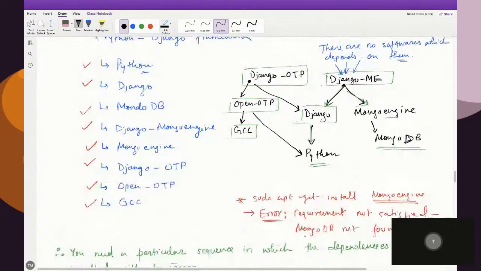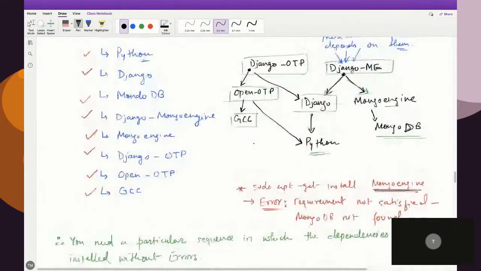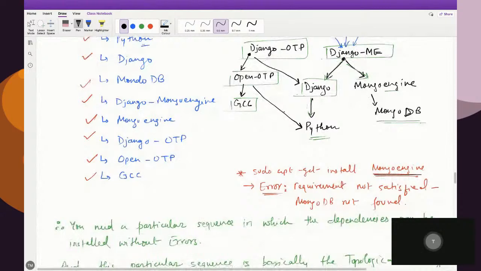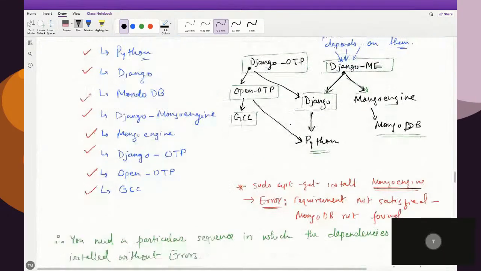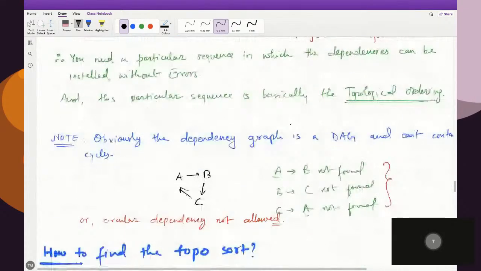Now, the main question is, how do you install your dependencies on your computer? Because if you directly go to install Django, then it will fail, because it will tell you that Python is not installed. Or if you want to install Mongo engine here, it will give you requirement not satisfied, MongoDB not found. So we basically need a particular order in which we want to install these softwares. Since there are no cycles, it is always possible to find an order. The order in which we are going to install is called the topological ordering.